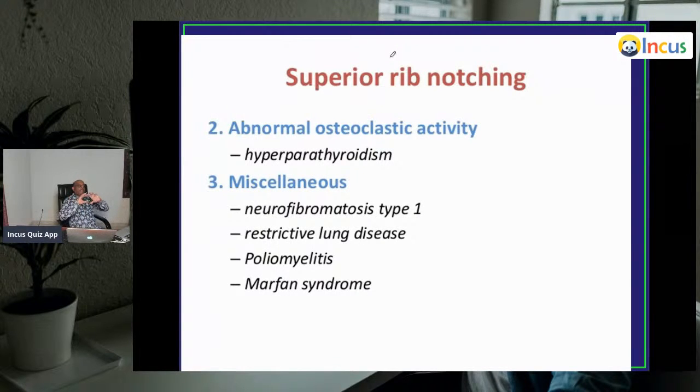So, any abnormal osteoclastic activity like hyperparathyroidism, neurofibromatosis type 1, restrictive lung disease, poliomyelitis, Marfan syndrome, any of them, there can be a superior rib notching. Whereas coarctation of aorta with a lot of collaterals, it is an inferior rib notching.